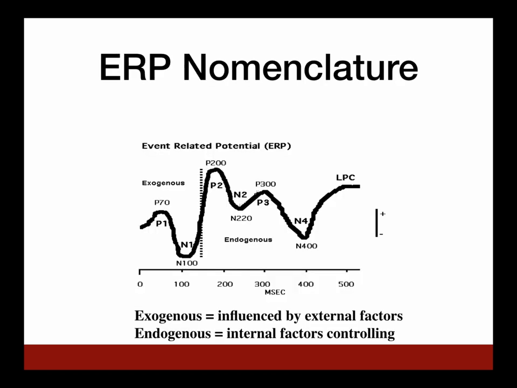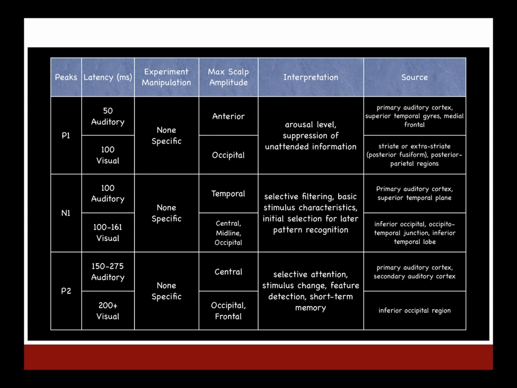I've already talked about ERP nomenclature. Apparently I got ahead of myself. But as I was mentioning before, we have P1, N1, P2, P3, N4. All of these peaks, although they were discovered by maybe happy accidents, have been fairly well characterized. So just to give you an example of the P1, it tends to appear faster in auditory than in visual: 50 milliseconds auditory, 100 milliseconds visual. We tend to know that the scalp amplitude is anterior for auditory and occipital for visual. Hey, that makes a lot of sense.